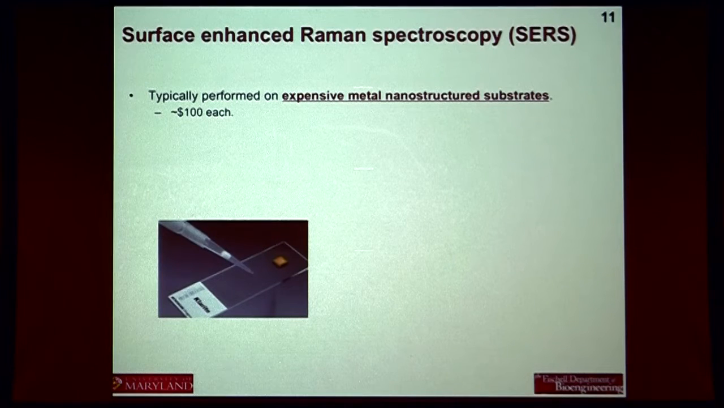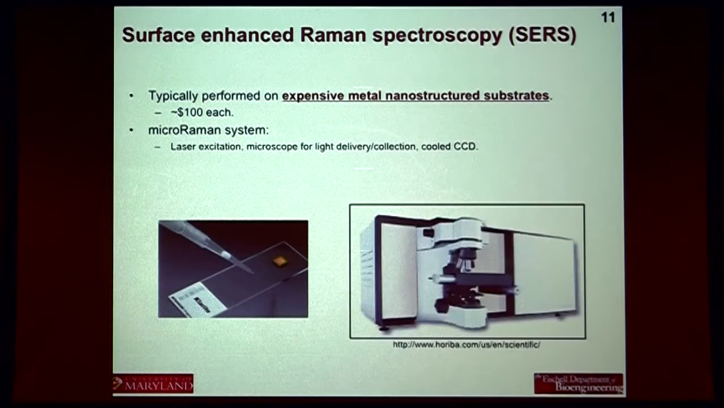So let's see what the current mentality is for SERS then, and keeping in mind this idea of taking SERS out in the field. So here's what you can buy. I can go on the web right now and buy a SERS device. This is about $100, and I can do a measurement with that. So this is a metal nanostructured substrate produced in a clean room using nanofabrication techniques.